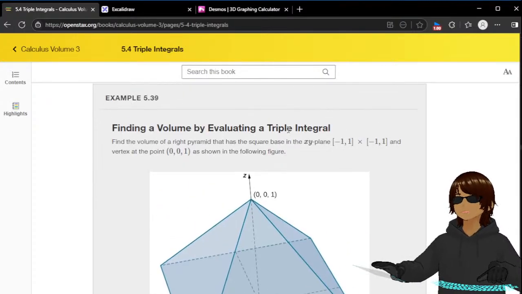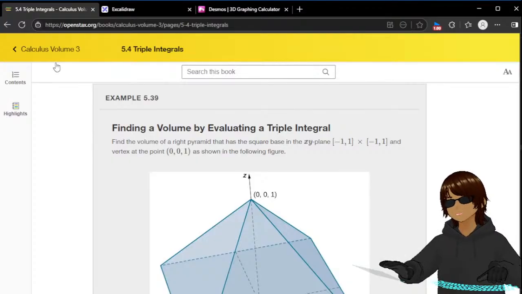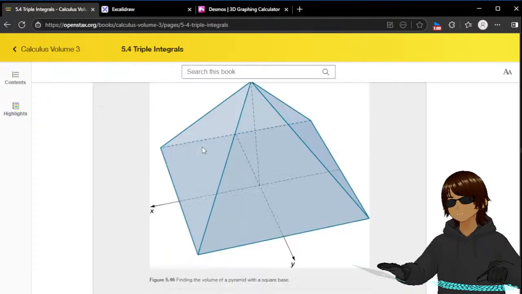Finding the volume by evaluating a triple integral. Find the volume of a right pyramid that has the square base in the xy plane, a vertex at the point 0, 0, 1 as shown in the following figure.